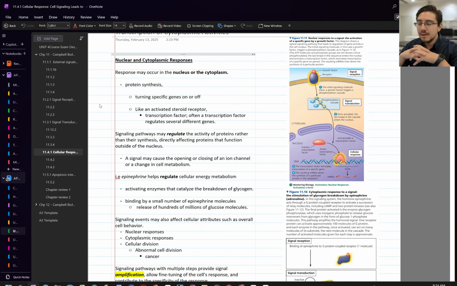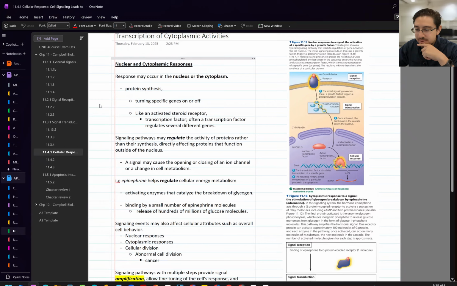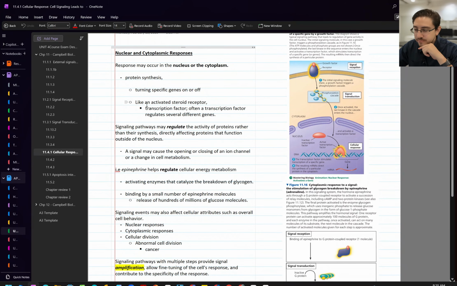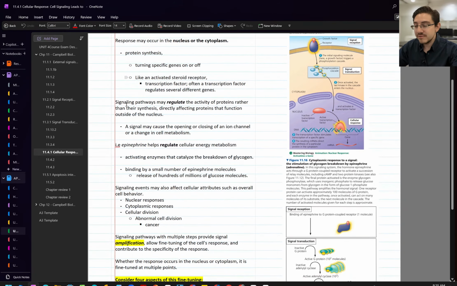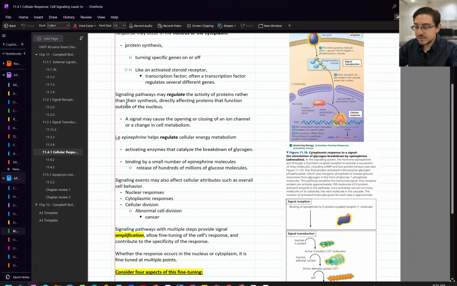the secondary messengers to go where it needs to go. Where can it go? It can go into the cytoplasm or into the nucleus. So you can have responses, nuclear responses or cytoplasmic responses. Okay? And ultimately, either which way you go, you can have protein synthesis involving DNA and turning on and off of particular genes. Okay? You can activate a steroid receptor, which can activate a transcription factor.